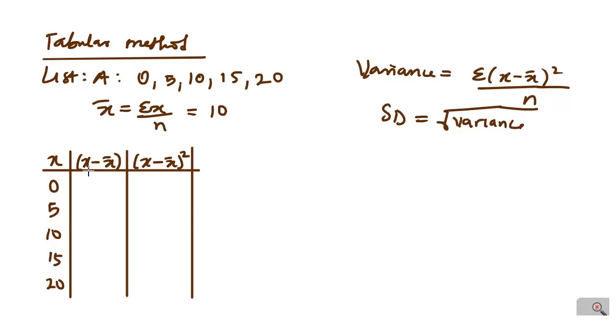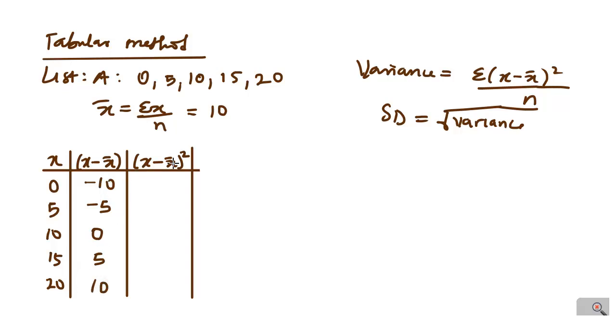What is x minus x bar? That is 0 minus 10, that will give us minus 10, pardon me. 5 minus 10, that's minus 5. 10 minus 10, that will be 0. 15 minus 10, that will give us 5. Then 20 minus 10, that will give us 10.